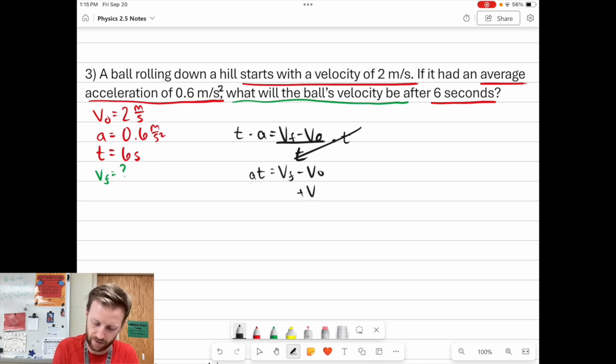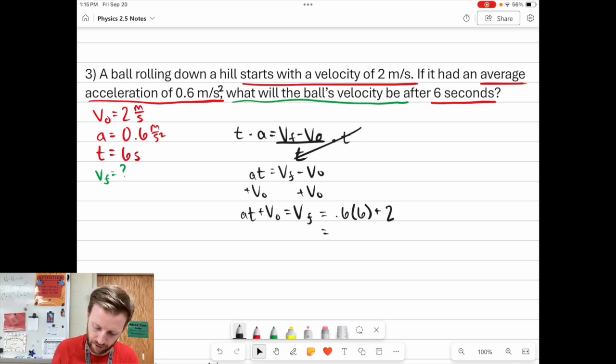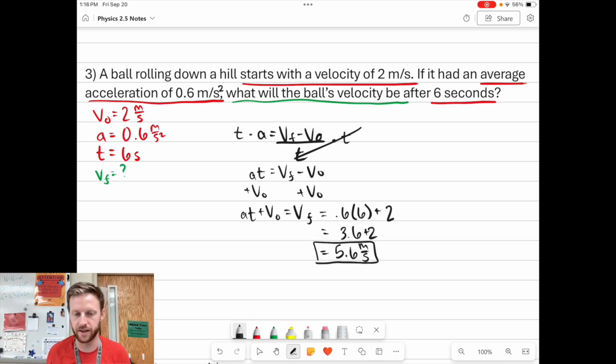And then I'm going to add v naught to both sides. And that's going to get me at plus v naught is equal to v final, which now I can substitute in. So I'm going to substitute in my values. I'm going to go to the right here and say at, which is 0.6 times 6, plus my initial velocity of 2, which gives me 3.6 plus 2, which will then be 5.6 meters per second is how quickly my ball is going to be going at the end of the hill.